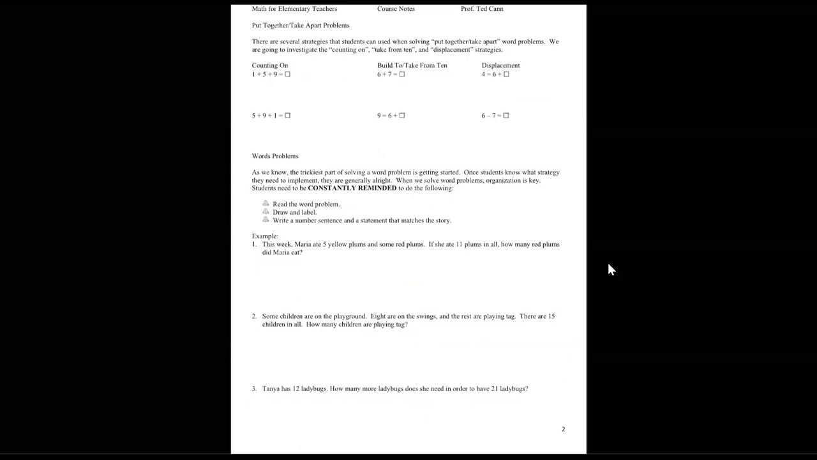All right. When you're dealing with different strategies for addition and subtraction, we have the counting on, the take from 10, and the displacement strategies. We've actually already tackled displacement, because that's the number line. But the counting on is along the same lines, because the counting on and displacement sort of go hand in hand. It's basically saying, all right, I'm starting at 1 when I'm counting on. I'm gaining 5 more, and then I'm gaining 9 more upon that, right?